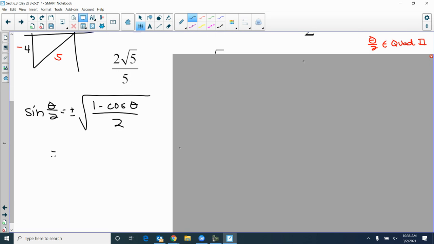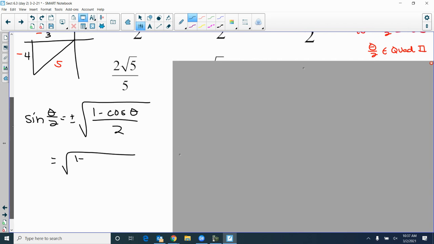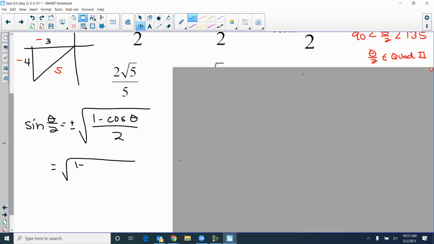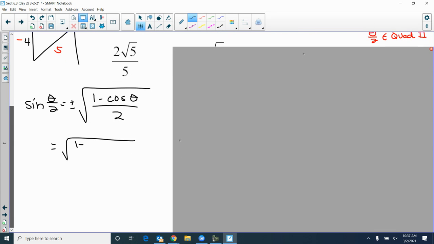Well, we just said it's going to be positive. And what is cosine of the angle? Okay, Cooper, what's the cosine going to be? That would be -3/5. Make sure, because if you put positive 3/5, it's going to be wrong from here on out. So you really got to watch your sign. It's going to be 1 minus -3/5 divided by 2.